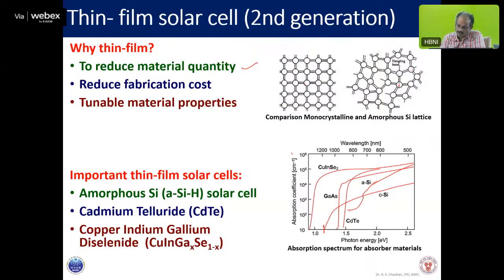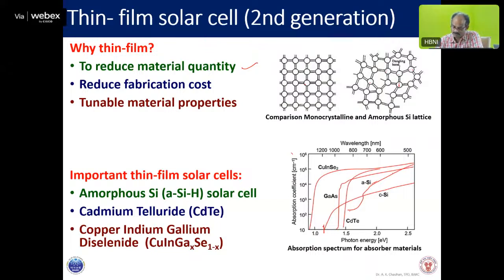For copper indium selenide, the absorption coefficient is very, very high in the entire range. So a very thin layer of CIGS can absorb quite a reasonable amount of the incident radiation. However, for silicon, if you want to use a thin film of silicon, then you have nearly 2 orders less absorption coefficient. So you need a thickness of at least 100 times more than CIGS.